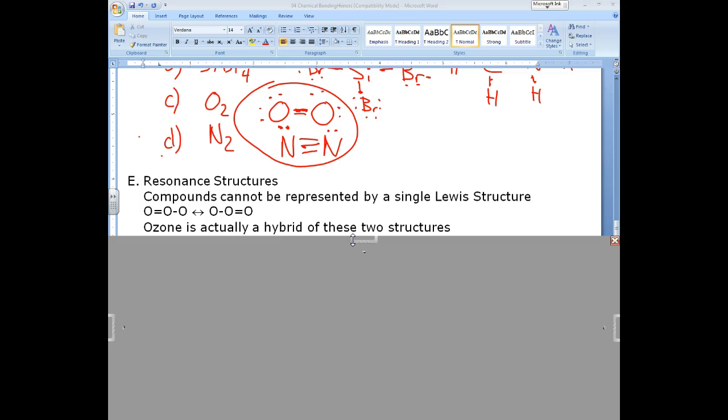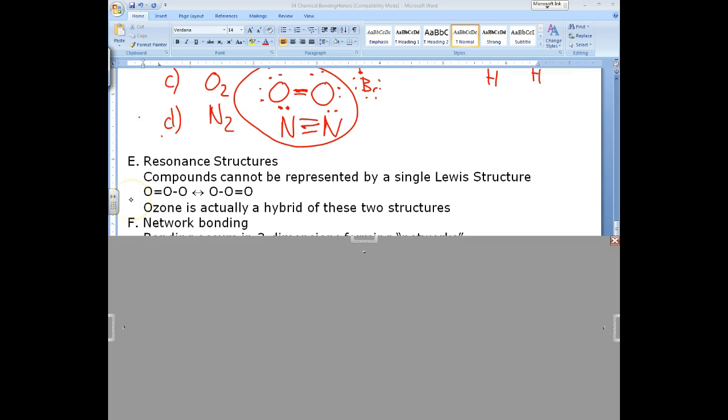Ozone has a pretty distinct smell, too. It's like after a lightning storm, or if you have an ionic air purifier, it has a certain smell to it. That smell is ozone. And it's a ground level pollutant. Oddly enough.